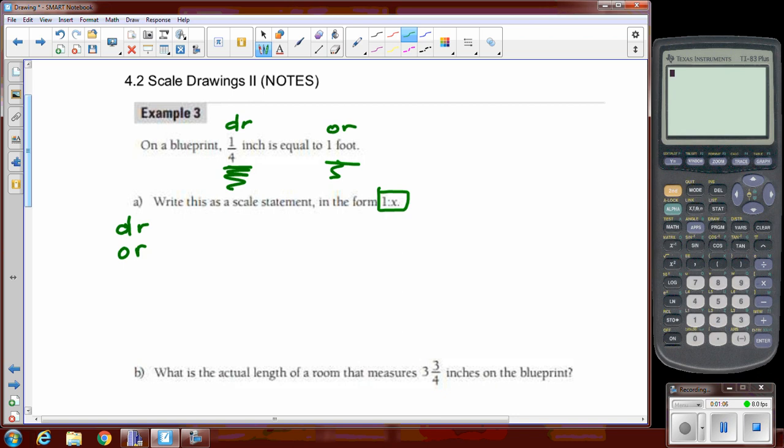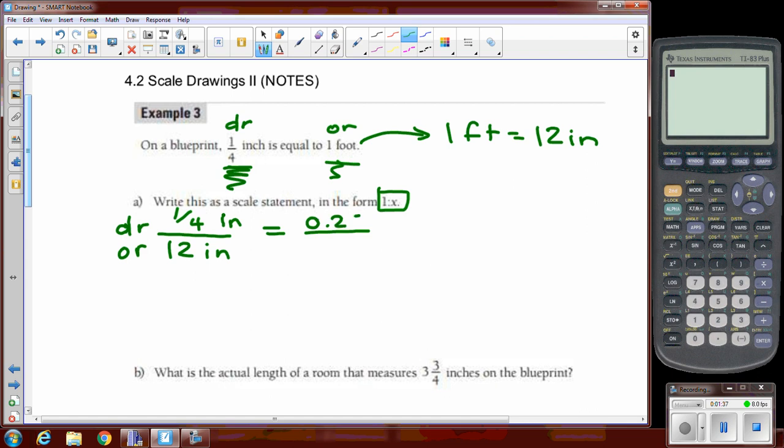So drawing, original. If I was to draw this, every 1/4 of an inch is 1 foot in actuality. Now 1 foot, you should remember from grade 10, is the same thing as 12 inches. So we're going to say 1/4 inch is the same thing as 12 inches, 12 inches being a foot. Now that is a scale statement, or we could even write this, because with the fraction I could say this is 1/4 inch to 12 inches. Remember that 1/4 as a decimal is just 0.25.